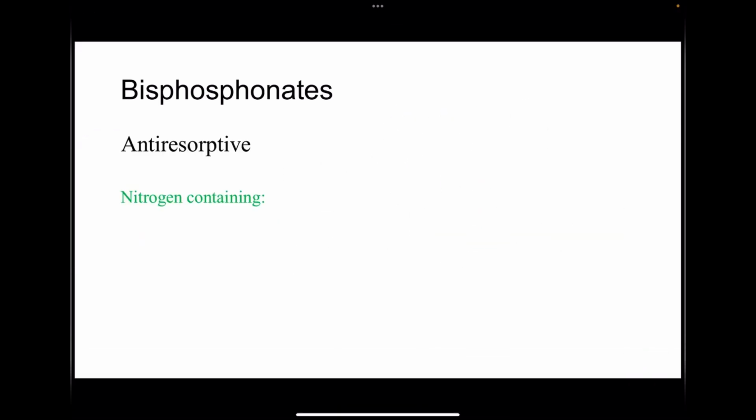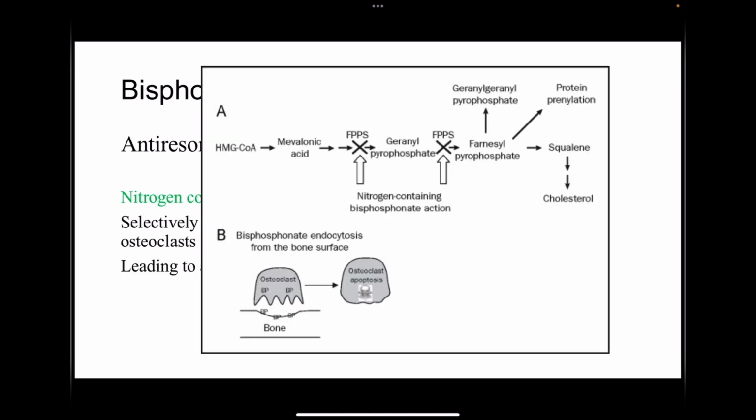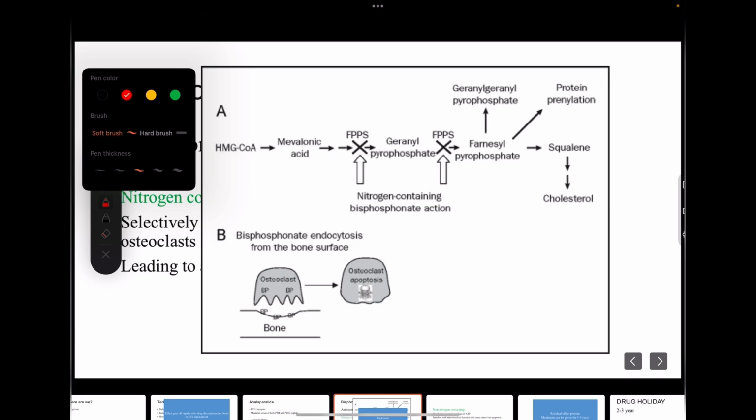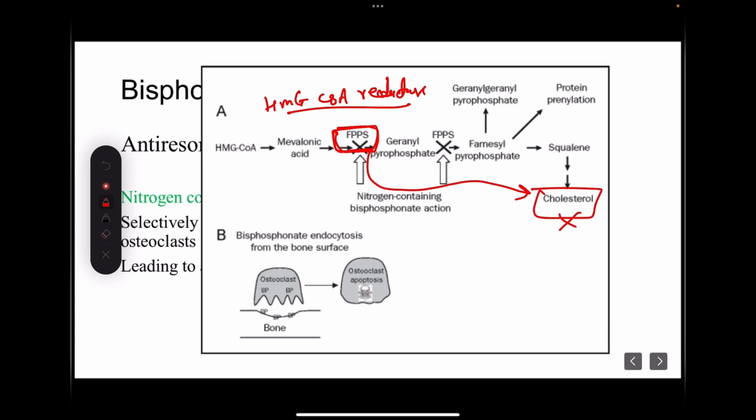Now coming to their discussion. Nitrogen containing bisphosphonates actually act by inhibiting farnesyl pyrophosphate synthase, an enzyme which is required for the osteoclast for their activity. This diagram will show us how the drug acts. This is the HMG CoA reductase pathway, in which this enzyme is inhibiting the FPPS enzyme. So ultimately cholesterol will not be formed, so a mature cell membrane will not form.